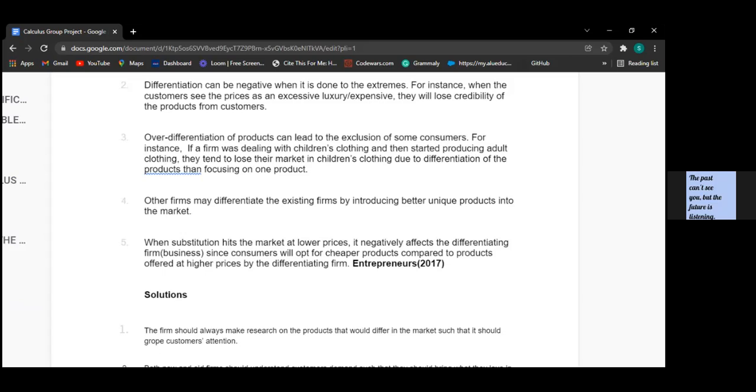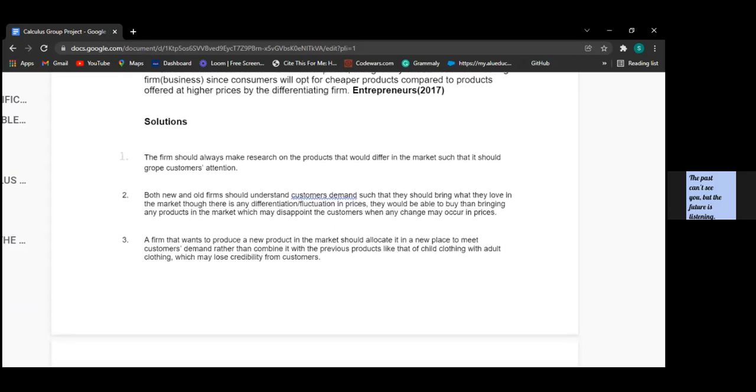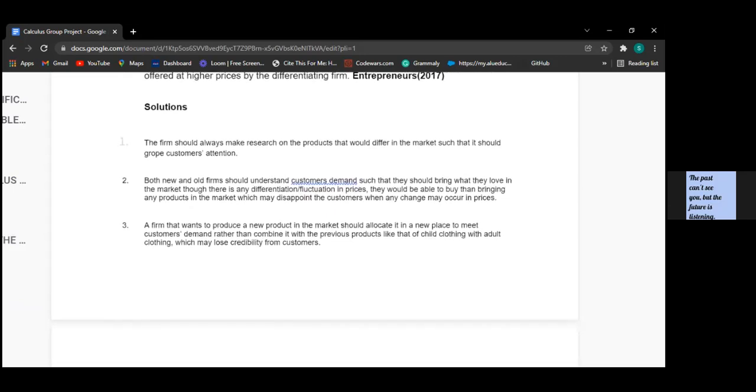Then coming to the solution part, producers should first do research on what can make them unique in the market. That way, when they bring goods to the market, they should not make losses, but should optimize profit at a particular time.